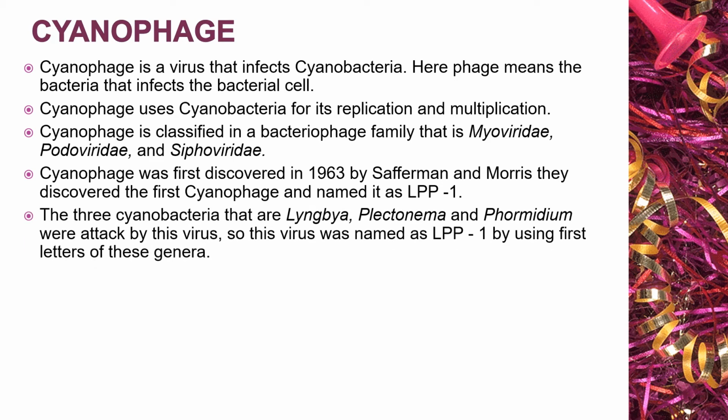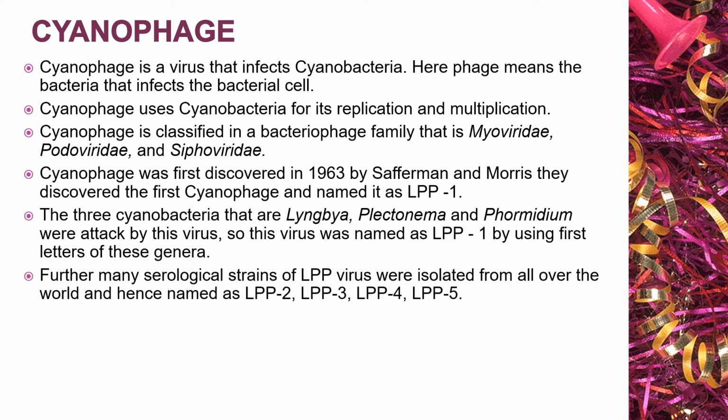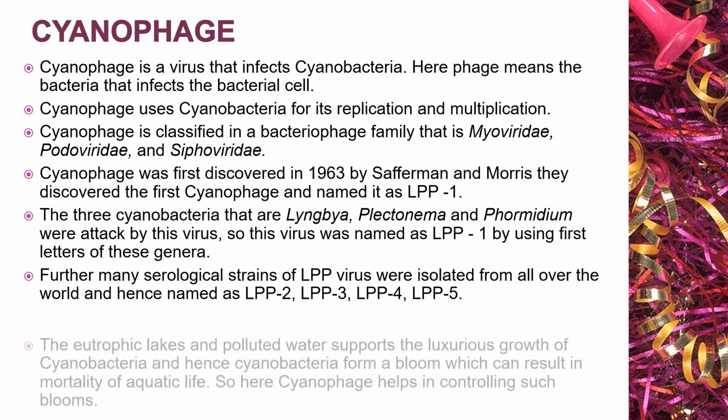The three cyanobacteria, Lyngbya, Plectonema and Phormidium, were attacked by this virus. So this virus was named LPP1 by using the first letters of the genera. So this LPP1 virus attacked these three cyanobacteria, and initials of these three bacteria are used for naming this virus. Further, many serological strains of LPP virus were isolated from all over the world and hence named LPP2, LPP3, LPP4 and LPP5.